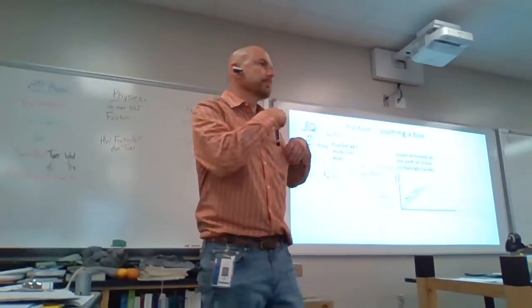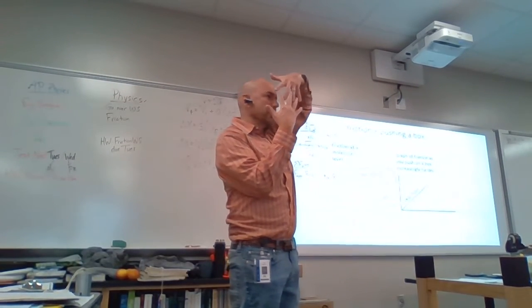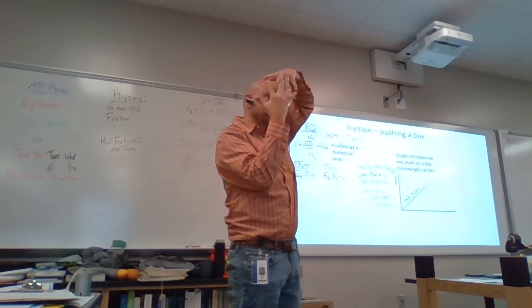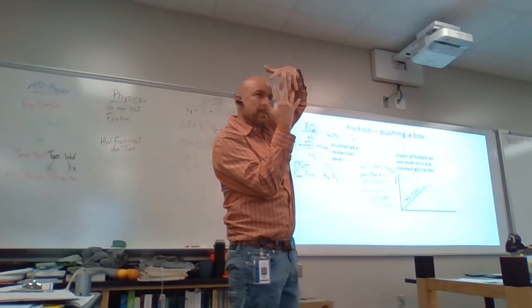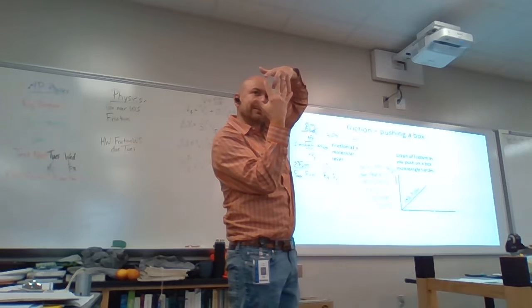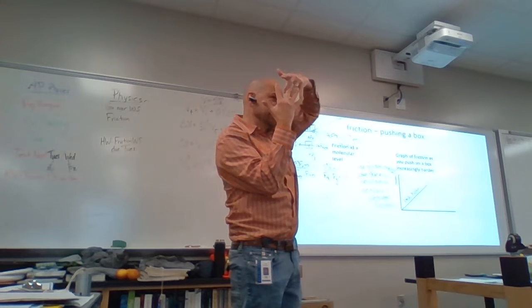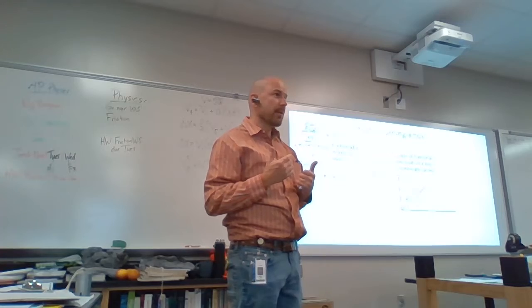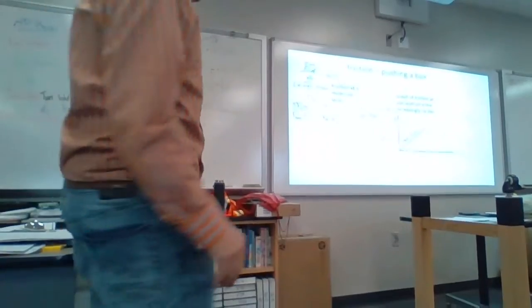Do you see where friction comes from? You've got the mountaintops of the box and the valleys of the floor interlocking. And as I push on the table or the box, does that make sense? Where friction's coming from?